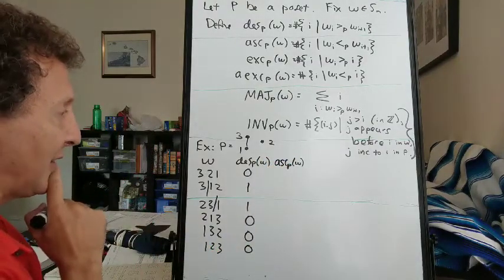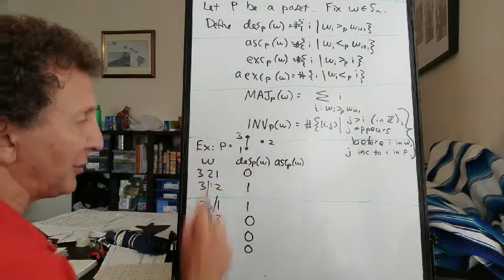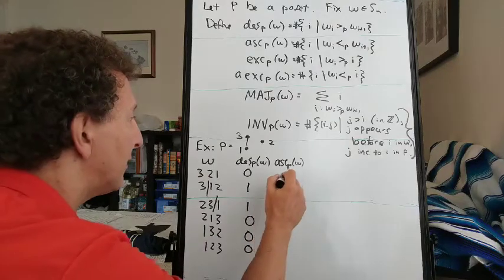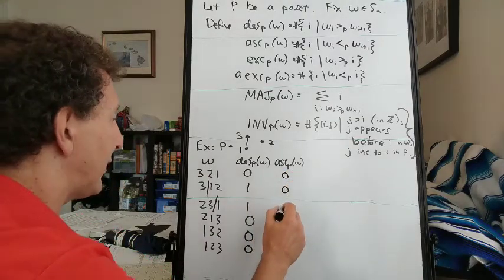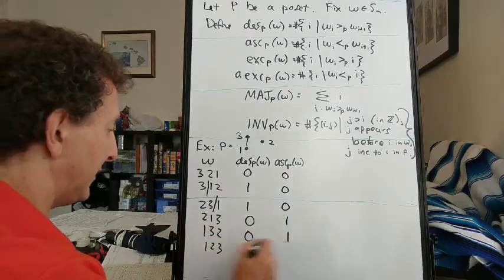And the P ascents are positions where we have 1 followed by 3, because those are the only two elements that are comparable in the poset. So looking for 1 followed by 3, there it is. There's 1 ascent, and then 0.